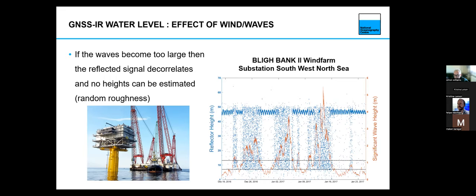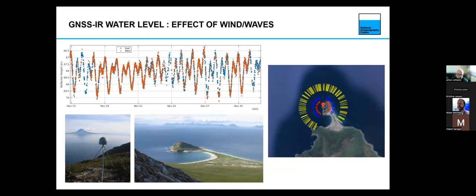Here's another example. This one is in Alaska. It's on a peninsula in the middle, so it's actually getting reflections off both sides of the peninsula. If we plot the reflector heights, separating those on the eastern side and those on the western side, we see that sometimes we only see ones from the east, and other times only ones from the west. Basically, the wind is blowing in one direction, so some are sheltered in the bay and others are getting the full effect of the waves.